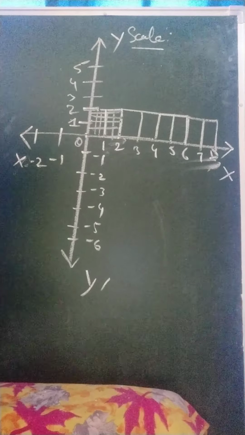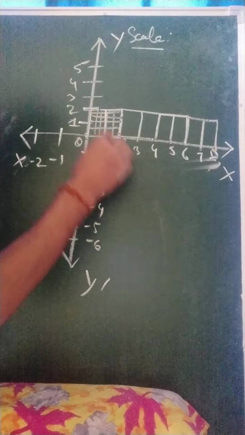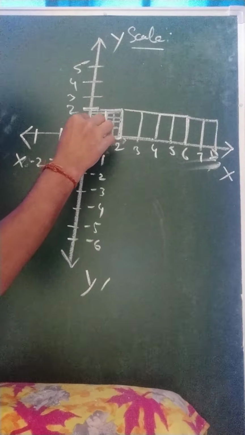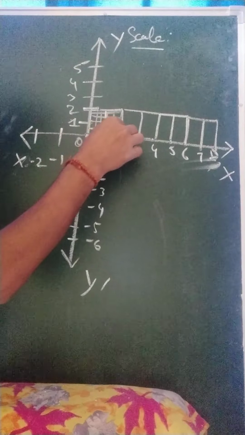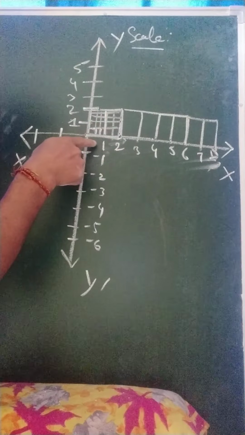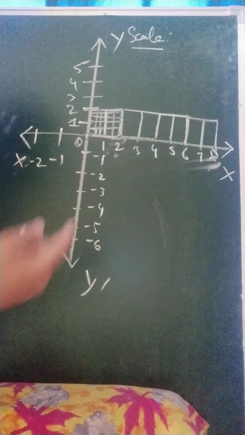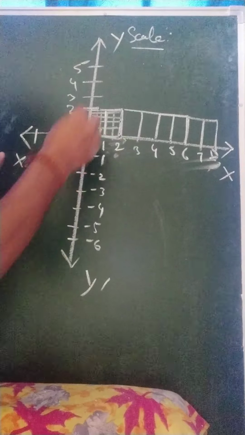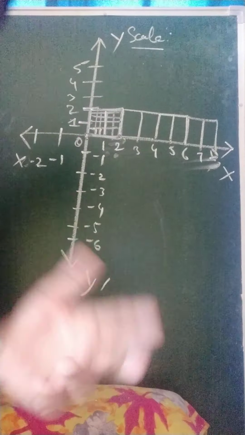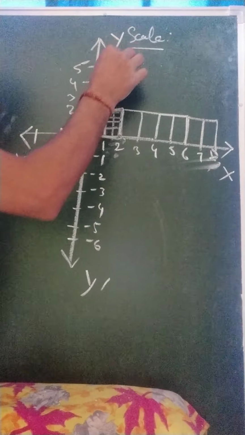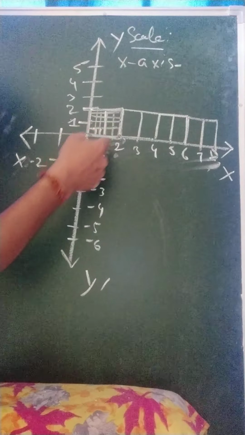Okay, suppose you have 5 small boxes in your 0 to 1 or 0 to 2. If you take 1 small square box as equal to 2 units, sometimes it may be that 1 small square box is equal to 1 unit, whatever you want to take. So along the x-axis you will write, along the x-axis what you take, 1 small square equal to 2 units.